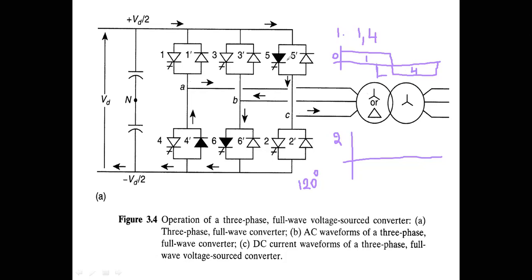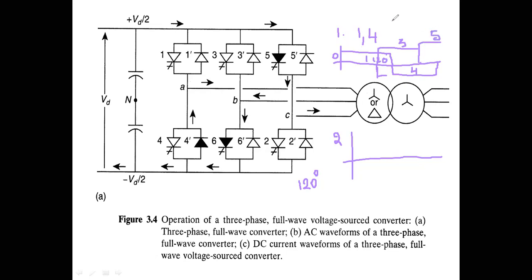And if you see the phase difference, for example, these 3 will come into conduction after 120 degrees. Assume that this is after 120 degrees, then 3 will come into conduction. Then at 240, assume that this is 240, again this 5 will come into conduction.